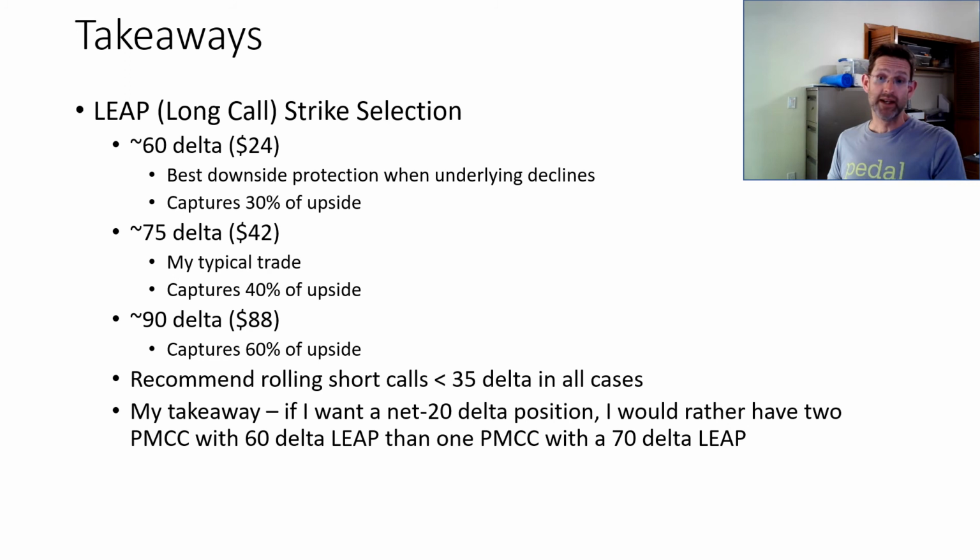So my takeaway: if I wanted a net 20 delta position in a stock, say from an allocation standpoint, I wanted to hold 20 shares of SPY, I would rather have two poor man's covered calls with 60 delta LEAPs and a net delta of 10 than one poor man's covered call with a 70 delta LEAP, which is also net 20. It would have the same cash cost to buy the two poor man's covered calls, yet it would capture more upside and seems to have better downside protection.